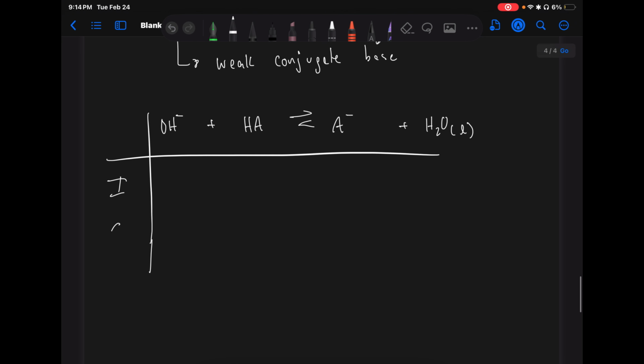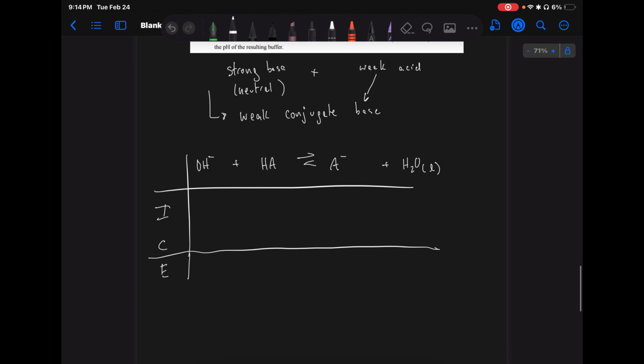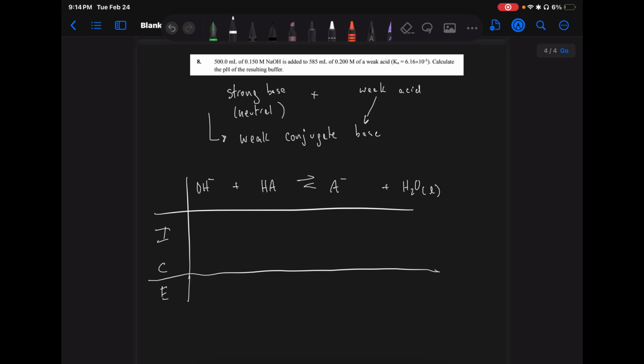So yeah, we're making a lot of ICE tables. I think I already said this, but it's just really annoying, but that's just how it is. Okay, anyways, so to fill out this ICE table, we need to find the moles per liter of each thing, so we'll just do that quickly.